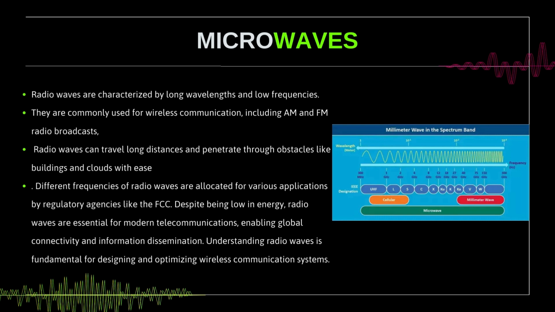Different frequencies of radio waves are allocated for various applications by regulatory agencies like the FCC. Despite being low in energy, radio waves are essential for modern telecommunications, enabling global connectivity and information dissemination. Understanding radio waves is fundamental for designing and optimizing wireless communication systems.